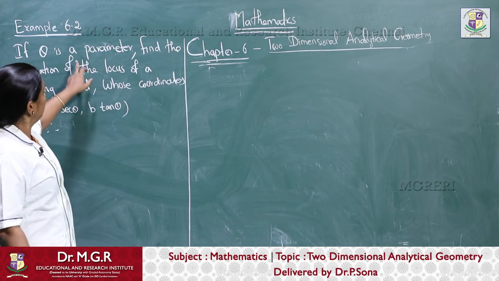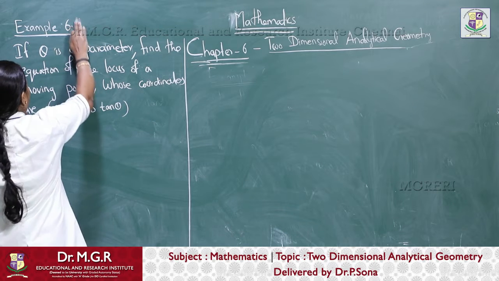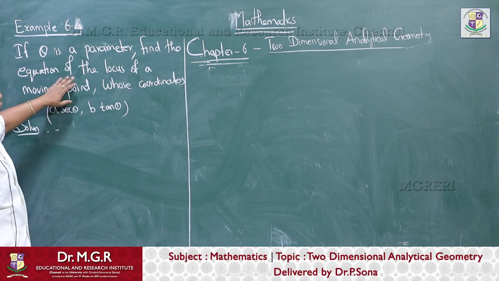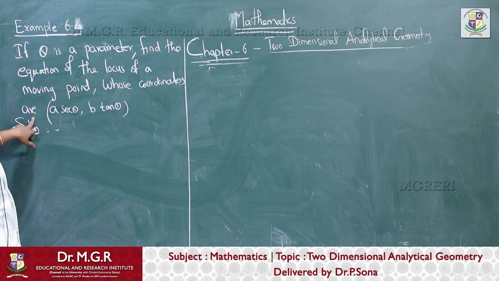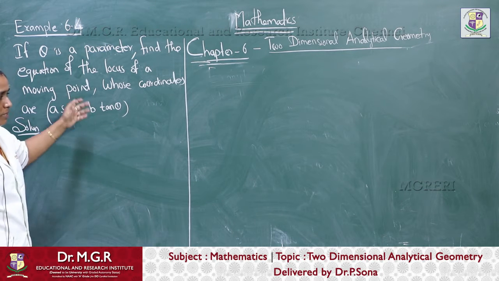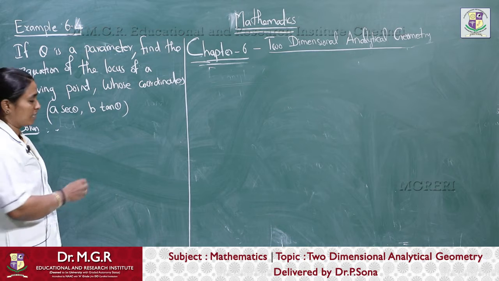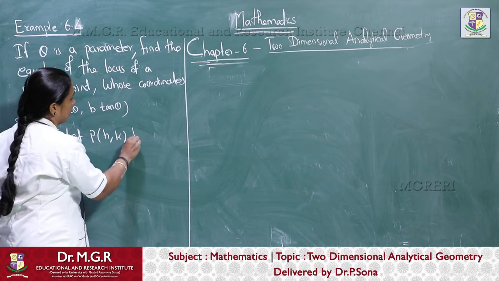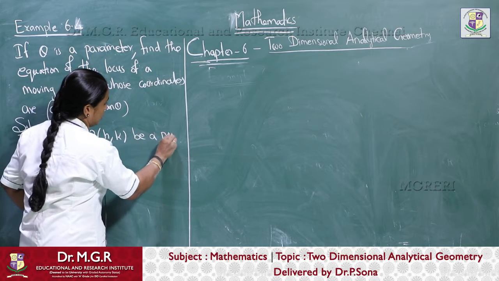Let us see the example 6.4. If theta is a parameter, find the equation of the locus of the moving point whose coordinates are a secant theta and b tan theta. So as with the previous questions, we can take the first step. Let P of h comma k be a point on the locus.